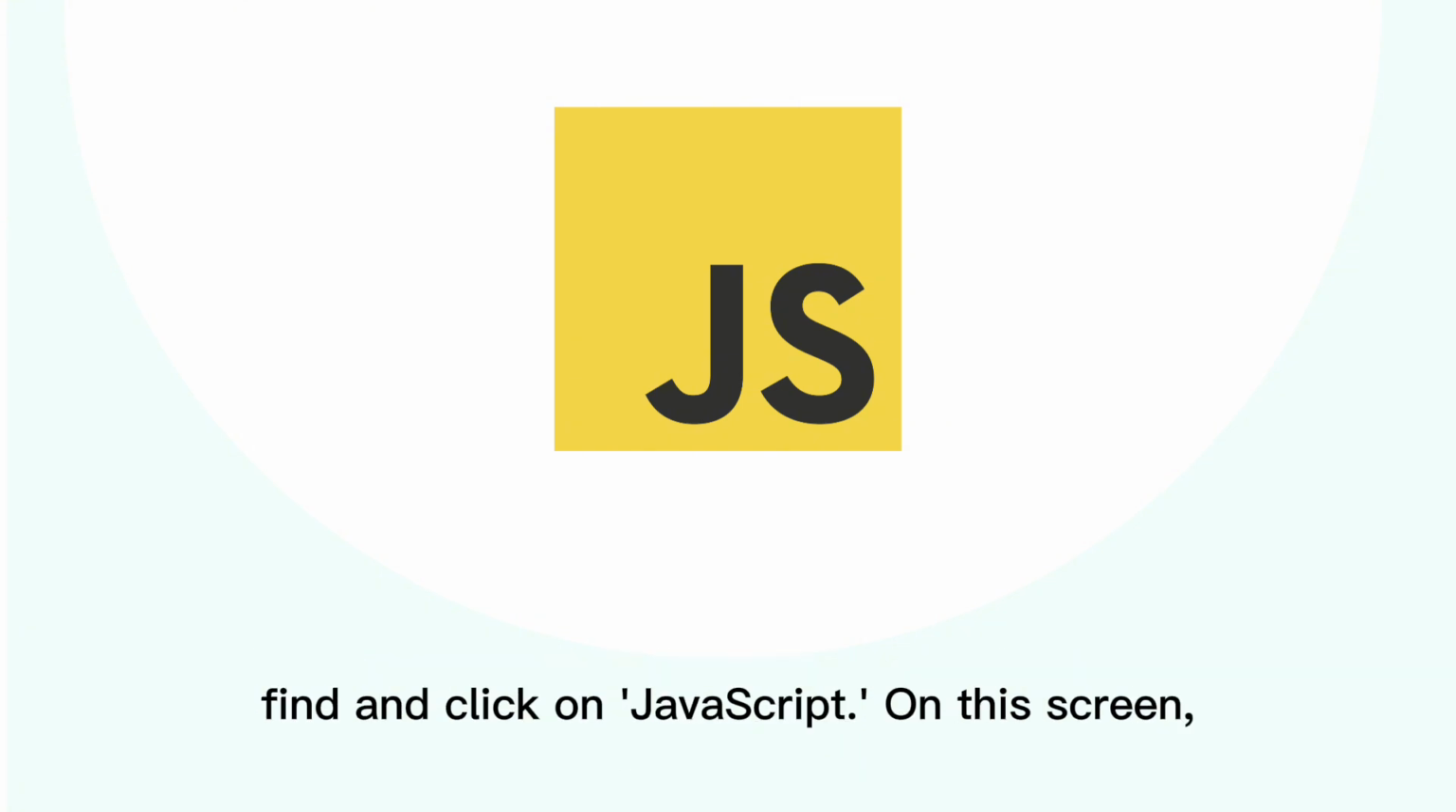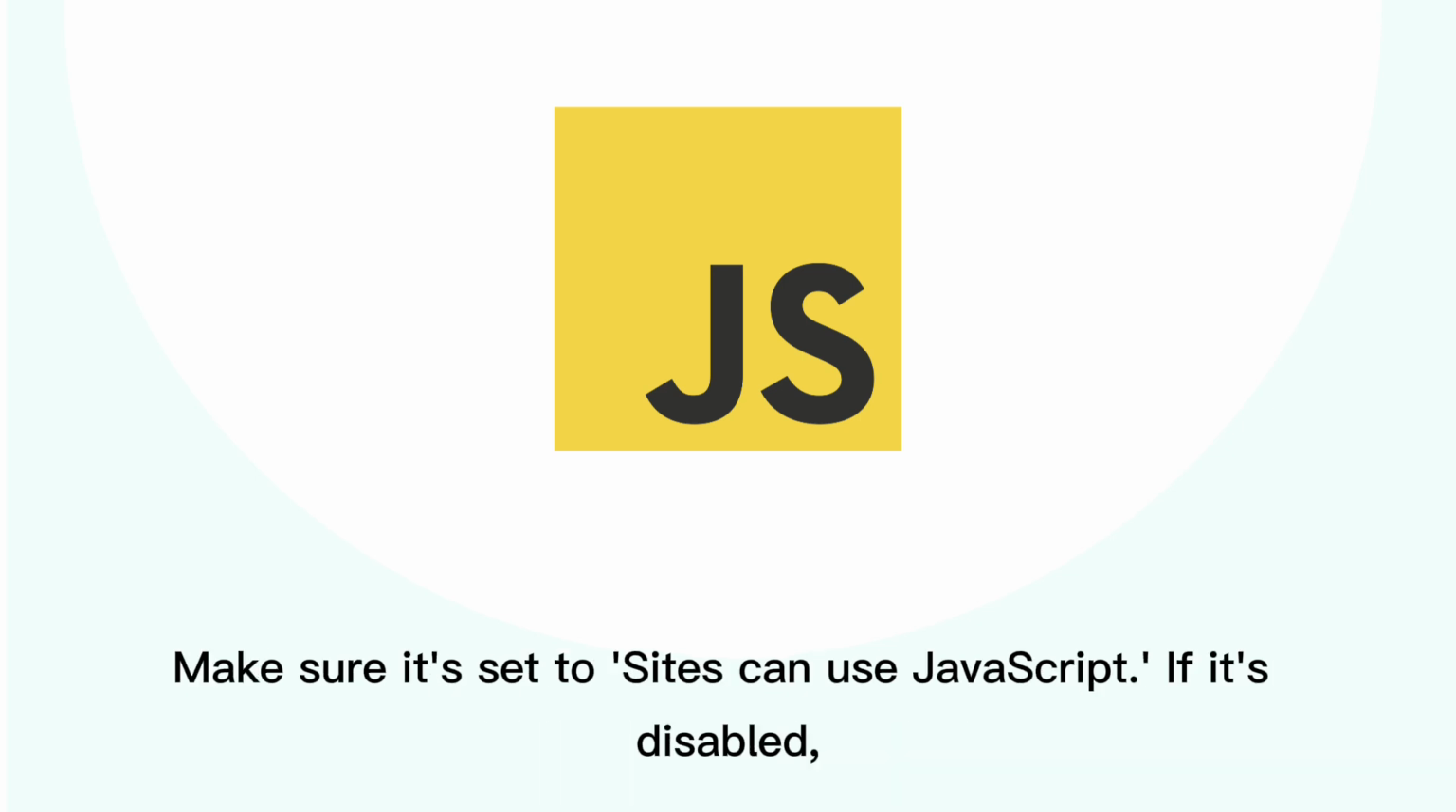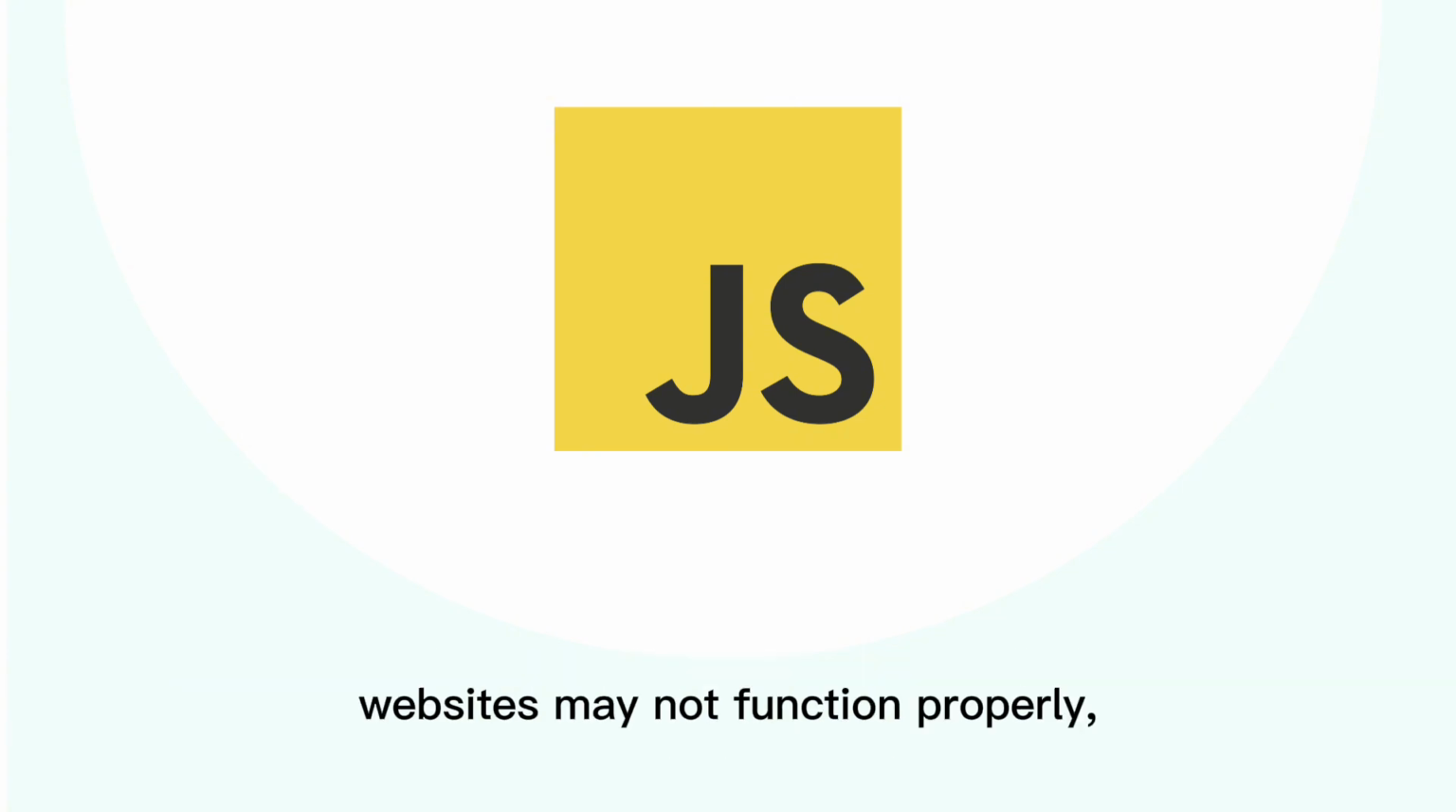On this screen, you'll see a toggle switch that allows you to enable or disable JavaScript globally. Make sure it's set to Sites can use JavaScript. If it's disabled, websites may not function properly, leading to missing buttons, broken forms, or no interactivity at all.